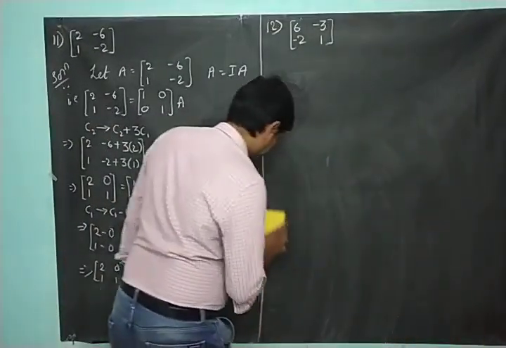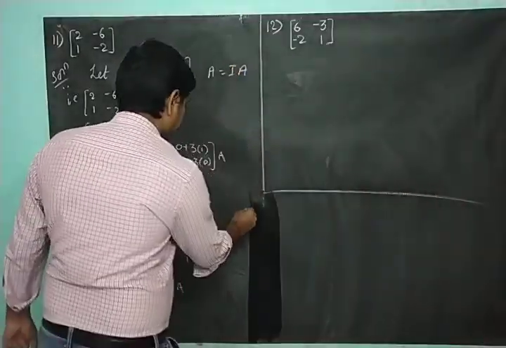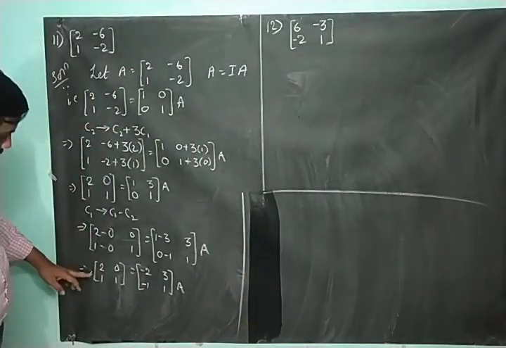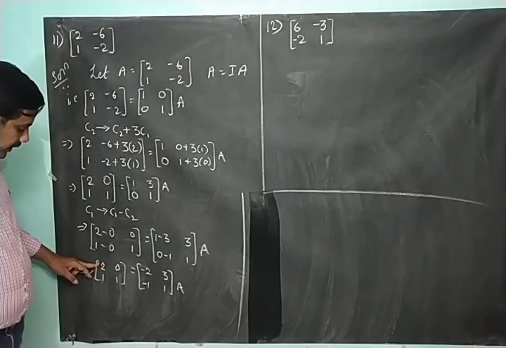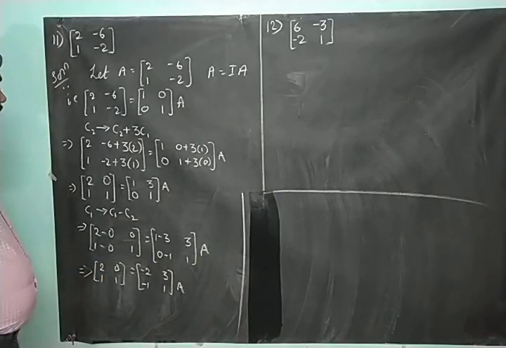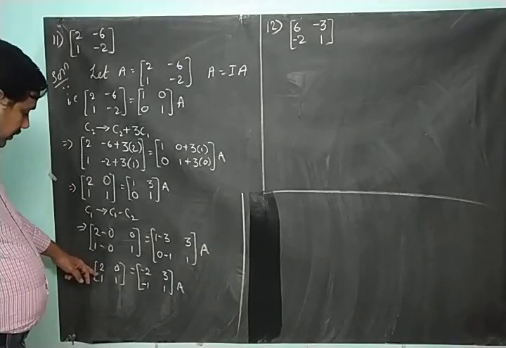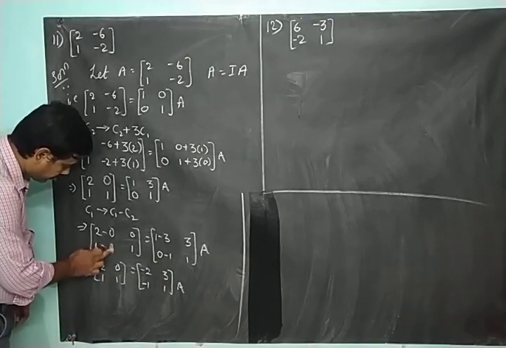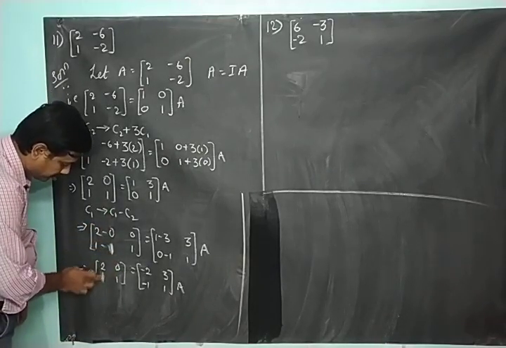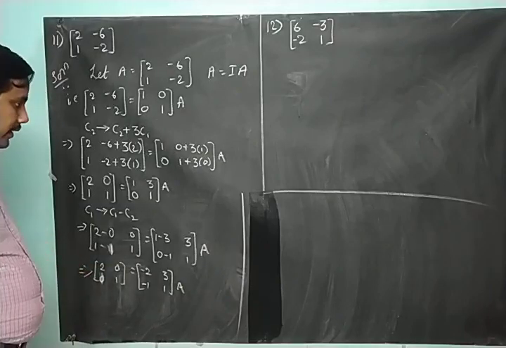Fine. So we got 2, 0, 1, 1. So what we need is this element to be transformed into 1, and this should be transformed into 0. So how to do that? C1 should change from C1 by C2. This should be 1, this should become 0. Sorry, this is already 0 here. 1 minus 1, this becomes 0. So the only thing left over is I need to convert this to 1.